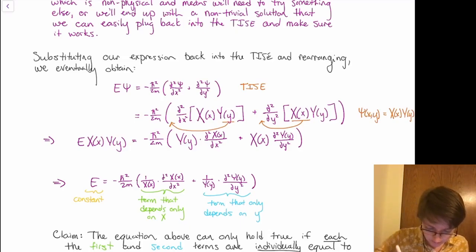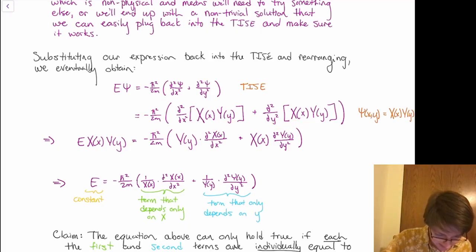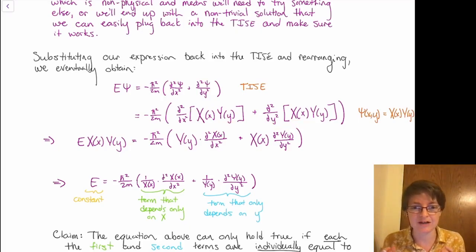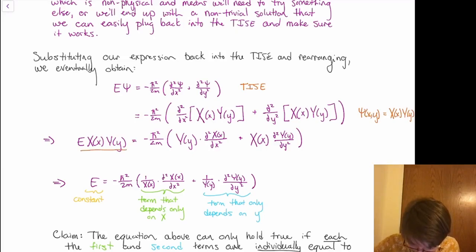And now that I've done that, I want to clean things up a little bit. It's always nice in math if you can take all of your terms that show up on both sides of the equation and divide them through. And so in an effort to clean things up, I am going to divide now both sides of the equation by my x function and my y function.